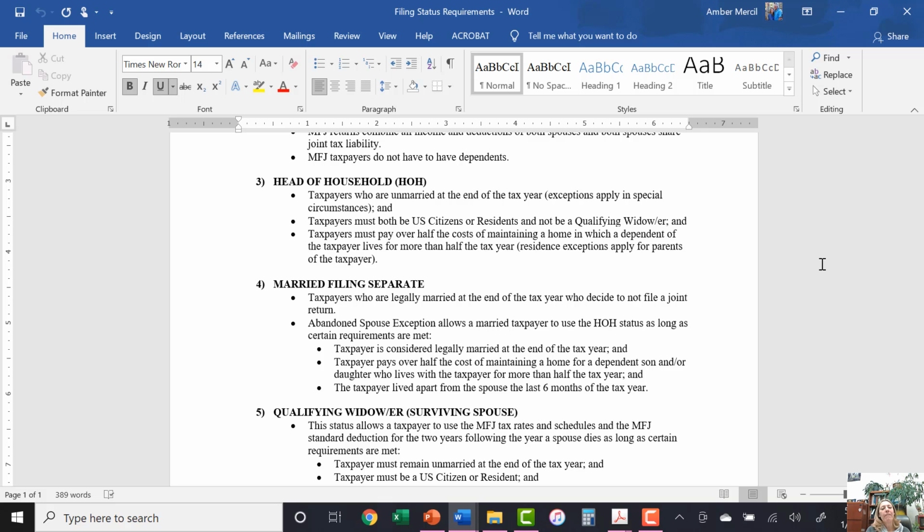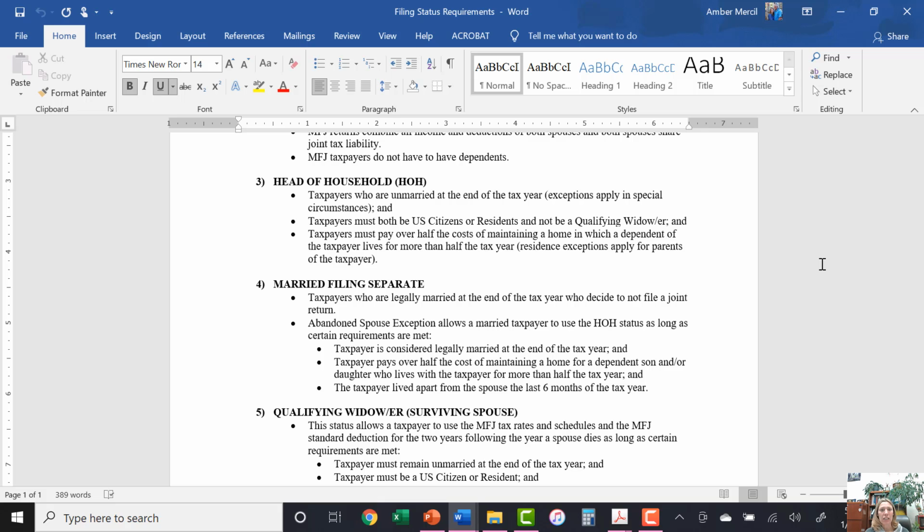Married filing separate. So this is for folks who are legally married at the end of the tax year who do not want to file a joint return with their spouse. Maybe it's because they can't find their spouse. Maybe they don't like their spouse. Maybe they don't want to be responsible for what the spouse puts on the tax return. So they decide to file their own. That's okay.